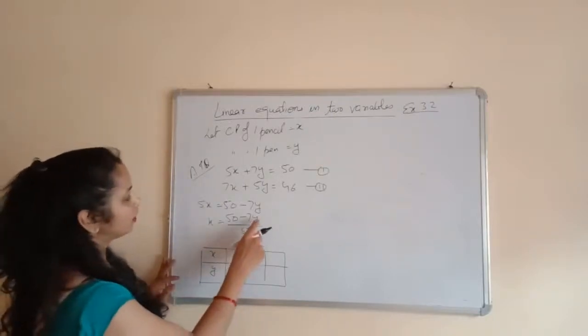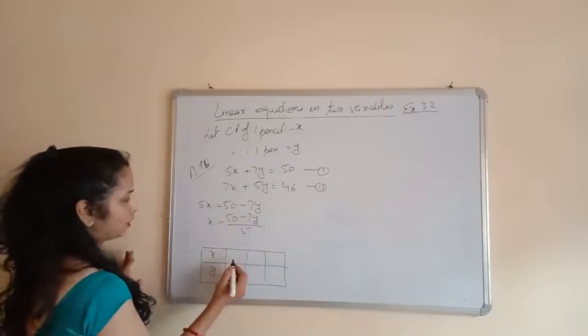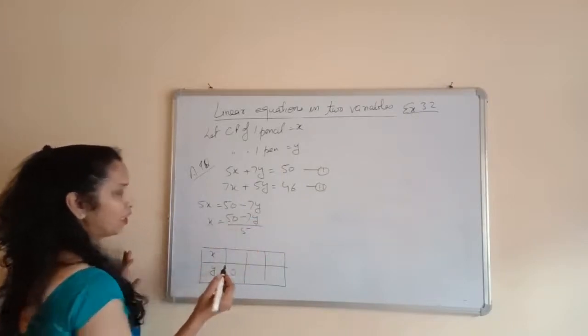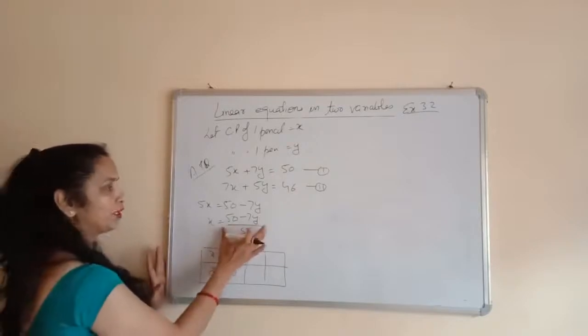So first of all I am taking the value y as 0, and then what will you do? You have to put the value here in this part.